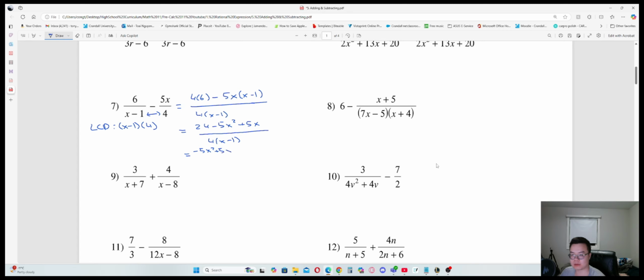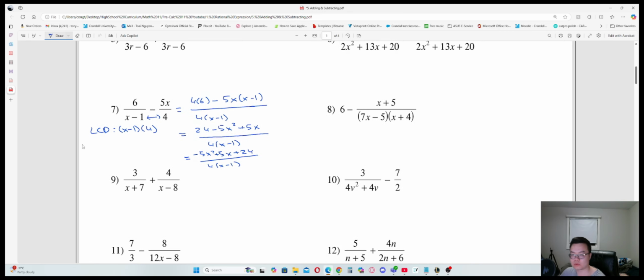I put the highest degree in the front, and then the number will be at the back. So once you put the biggest degree in the front and lowest to the back like this, so that is basically your final answer for question 7.